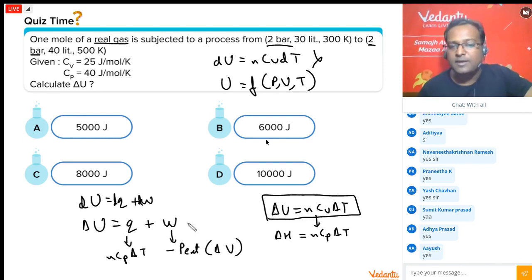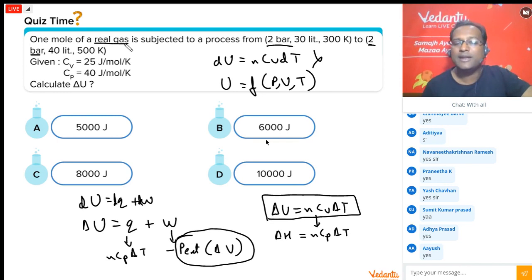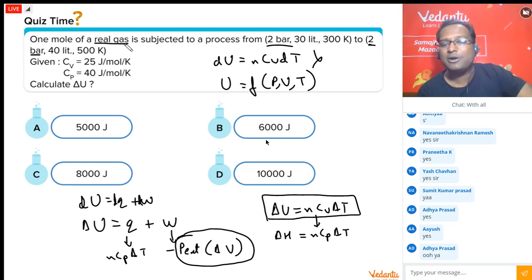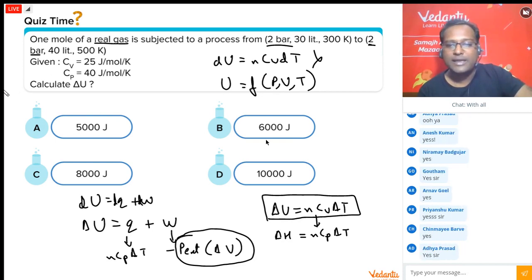The reason is P delta V will not be equal to nR delta T. It is a real gas, not an ideal gas. P delta V will not be equal to nR delta T because it is a real gas, not an ideal gas. And hence delta U will not come out to be nCv delta T. Have I made myself very clear? Any doubt?